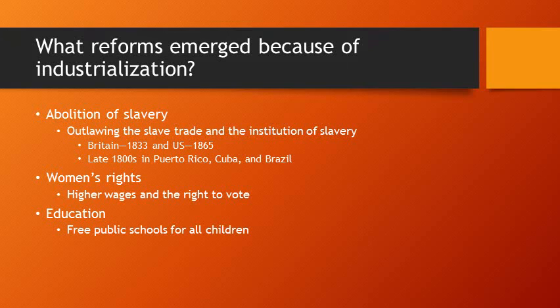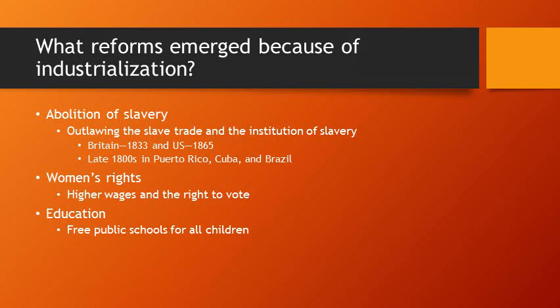Also, there was the abolition of slavery, or the outlawing of the slave trade and the institution of slavery itself. In Britain, slavery was outlawed in 1833, and in the United States in 1865. The abolition of slavery came much later in Puerto Rico, Cuba, and Brazil.